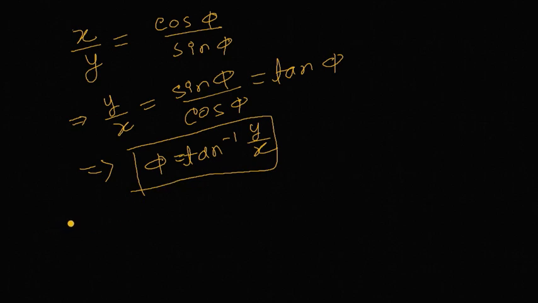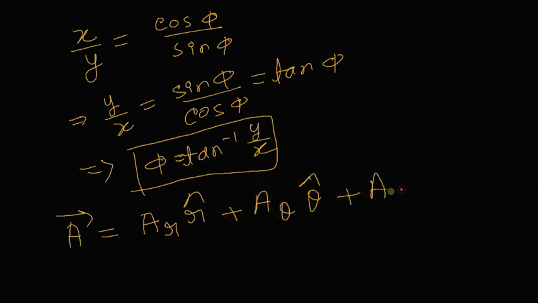Now in spherical polar coordinates, a vector can be expressed in this way: A equal to A_r r cap plus A theta theta cap plus A phi phi cap, where A_r, A theta, A phi are the vector components along the r, theta and phi directions, and r cap, theta cap and phi cap are the unit vectors along those directions.